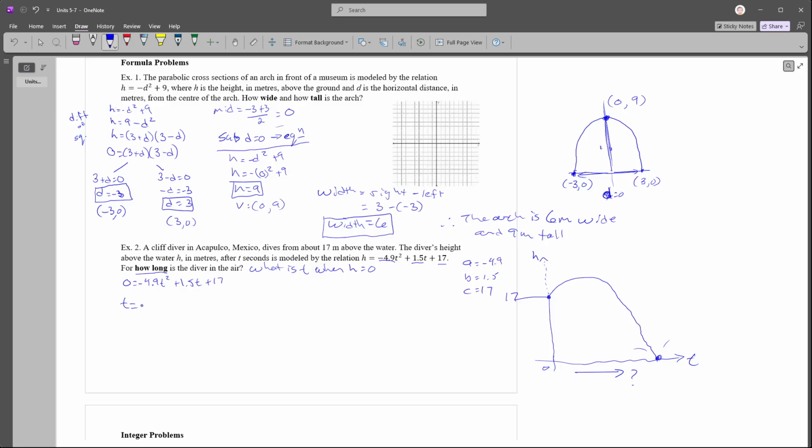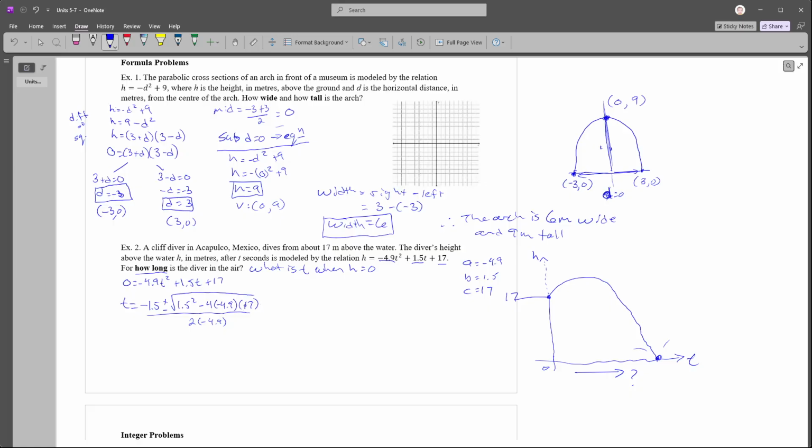So t is equal to negative b, so negative 1.5, plus or minus the square root of b squared, 1.5 squared, minus 4 times a, which is negative 4.9, times c, which is 17. That whole thing is square rooted, and that whole thing is over 2 times negative 4.9. Oh my goodness. Okay. Now, this is just a calculator pump.